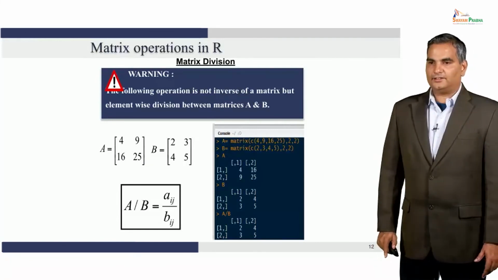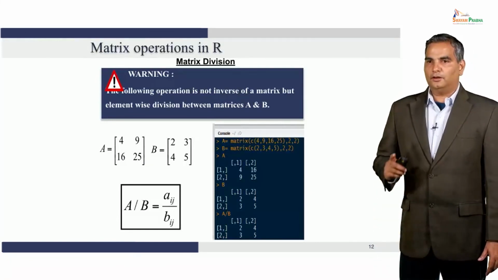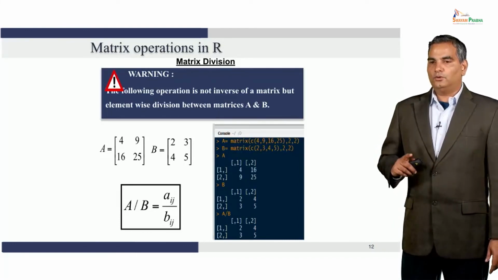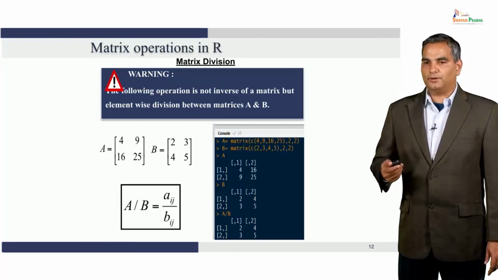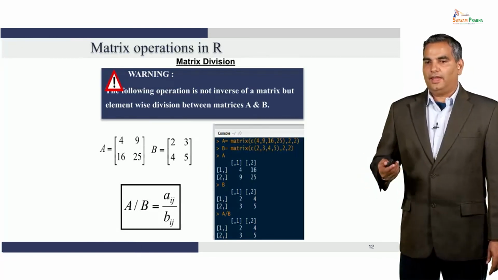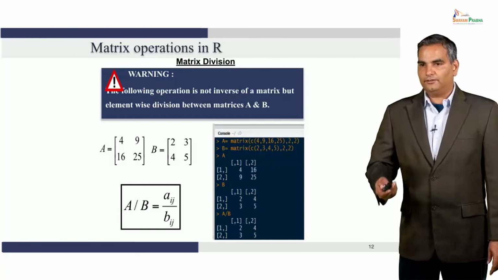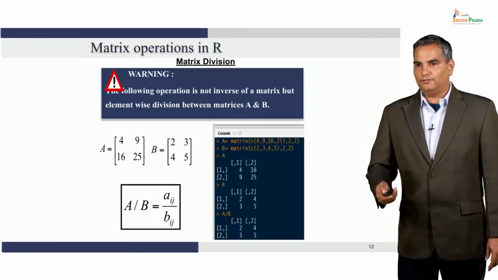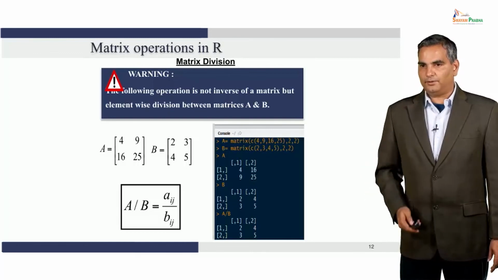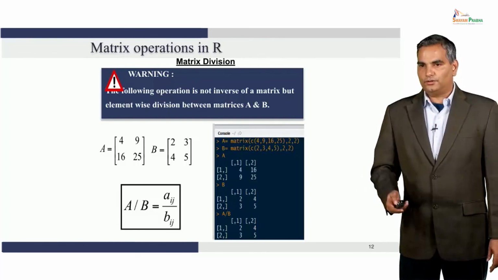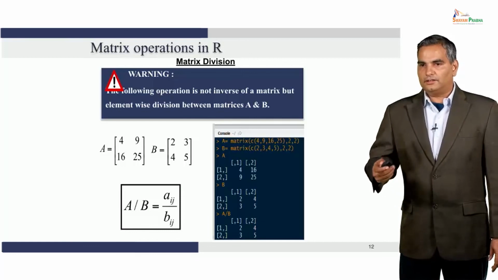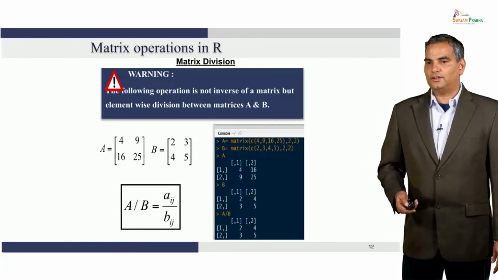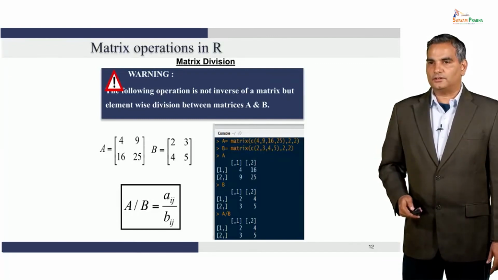Another interesting aspect of matrix division, similar to multiplication, is you cannot get an inverse by doing a division. So if I say A divided by B, if you take these matrices 4, 9, 16, 25, and 2, 3, 4, 5, then A divided by B gives you 2, 3, 4, 5. So this is really not your standard inverse. So division is not inverse. It is doing this element-wise division in this example.